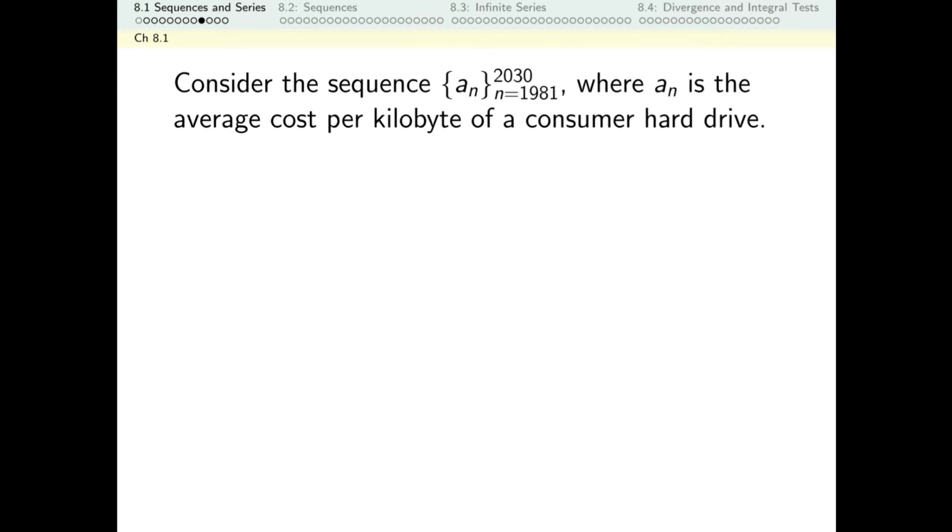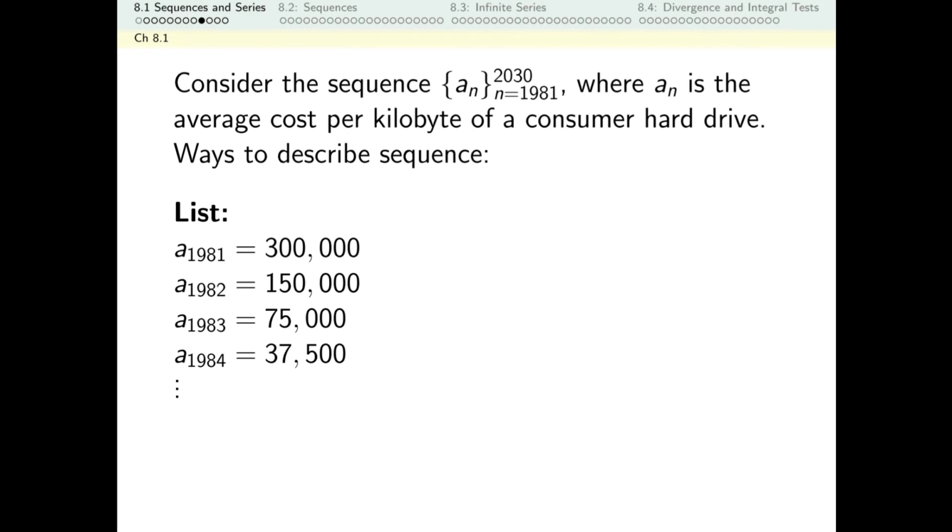Consider a sequence that doesn't start at 1. Let's say every year we find the average cost per kilobyte of a consumer hard drive. So hard drives are getting more powerful and less expensive. So I expect this to be decreasing. So in 1981, 1 kilobyte of a hard drive would cost you $300,000. By 1984, that had dropped to $37,500, and now it's practically nothing.